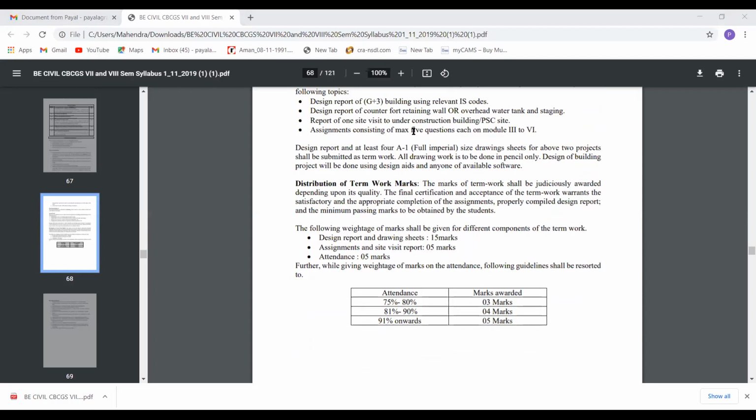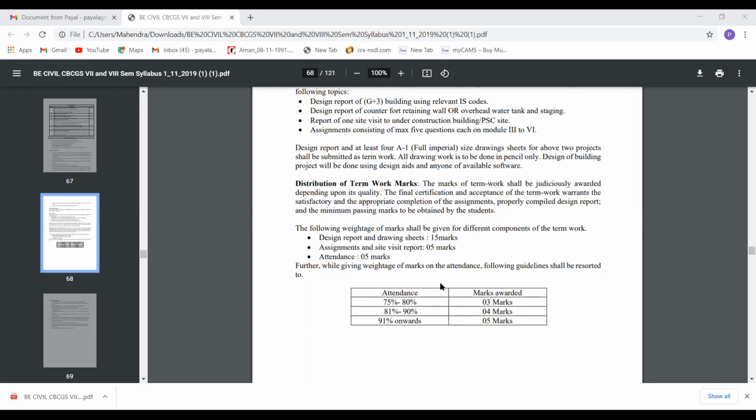Also in the term work there are drawing sheets. Whatever design you are going to do, the sketching for that design will be on the sheets. You have 4 to 5 sheets. The drawing sheets carry 15 marks, the assignments and the site visit report carry 5 marks, and the attendance carries 5 marks. So this is the bifurcation of your term work: 15 marks for the sheets, 5 marks for the assignments and site visit report, and 5 marks for attendance.